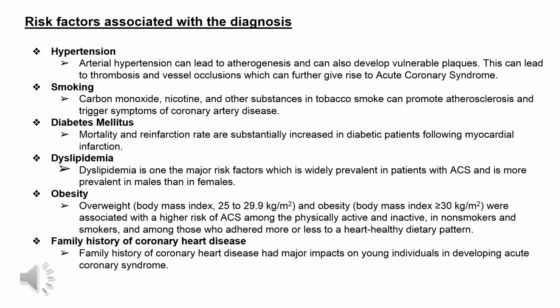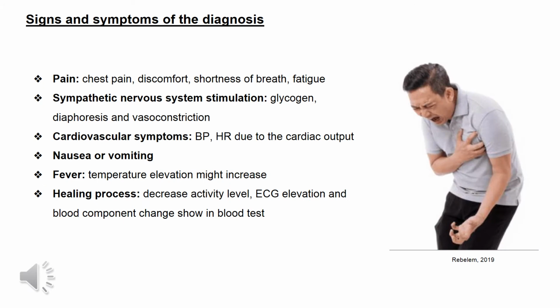Men and women aged less than 55 years showed more signs related to heart problems. In comparison to other populations, people with a family history of heart diseases were more likely to develop heart problems. Chest pain in acute coronary syndrome is usually defined as aching or tightness in the chest.